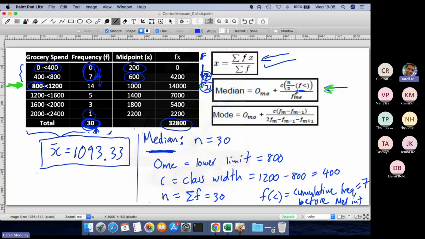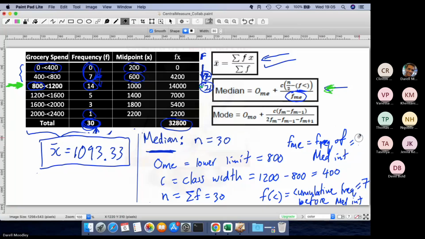And the last value that you need in this formula is F_ME, the denominator. That is simply just the frequency of your median interval. That's the frequency of the median interval. And if you look at the table, there's your median interval where the green arrow is. The frequency of that interval is 14. So that is 14. Now you have all the values, sorry, it's not 4, it's 14. You have all the values to plug into that formula.